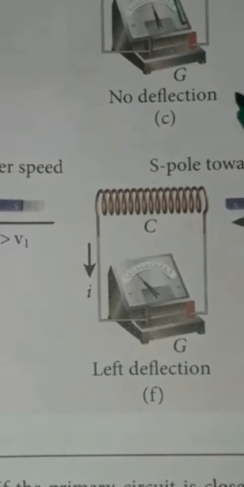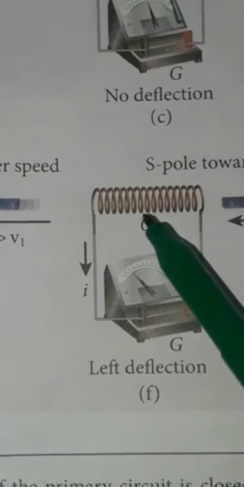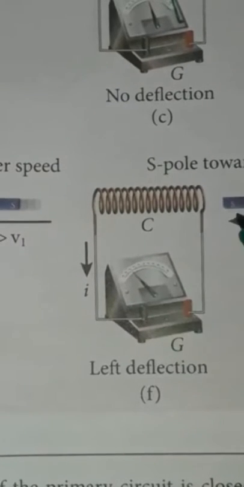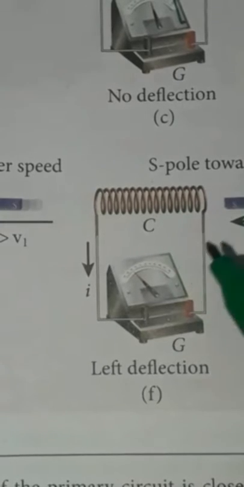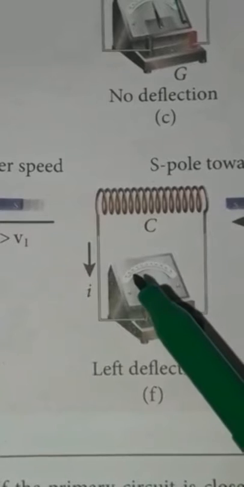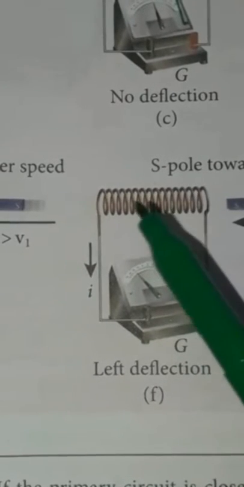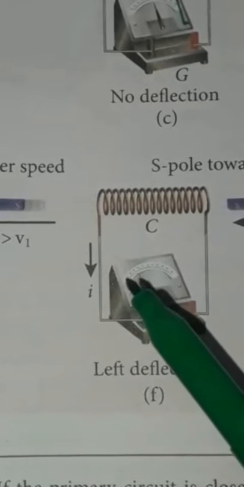In this diagram, we are changing the polarity of the magnet. So the south pole of the magnet is linked with the copper coil. When we move it towards the copper coil, in the previous case the deflection was on the right side, but now the deflection is on the left side because we are changing the polarity of the magnetic field. So the produced current direction is opposite.